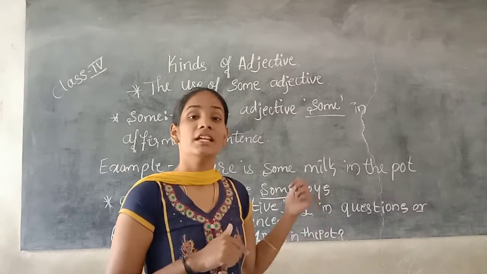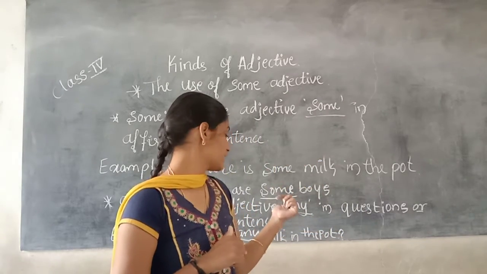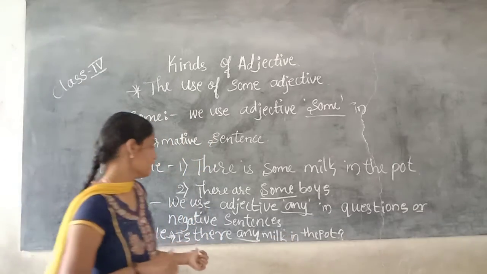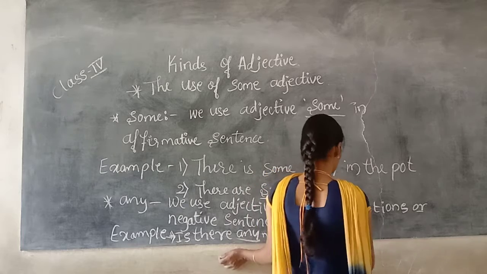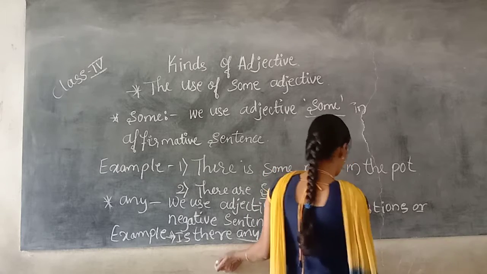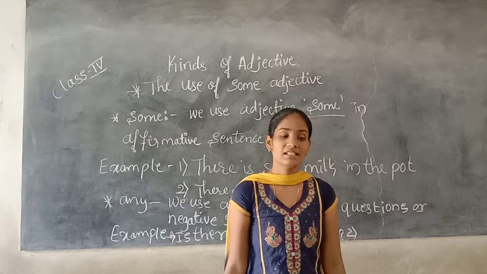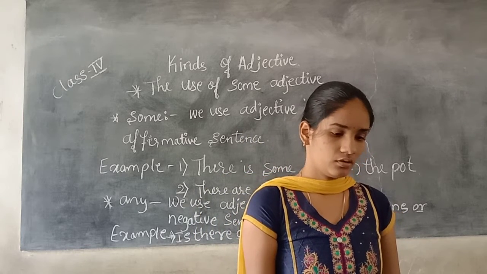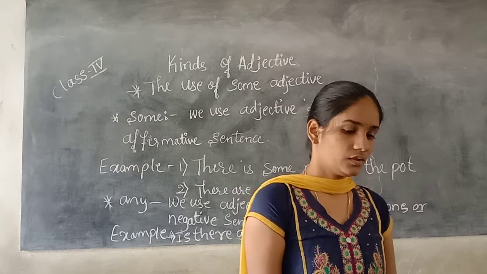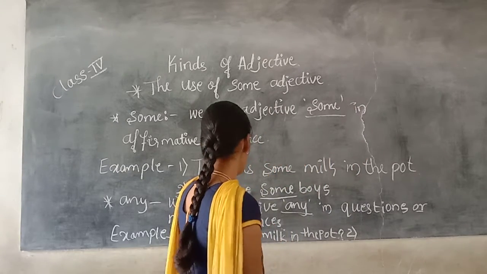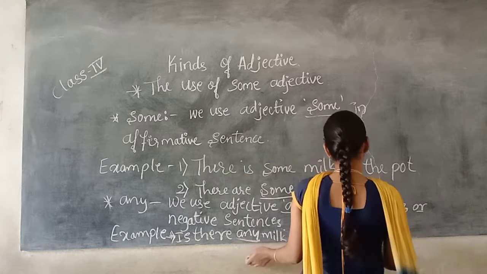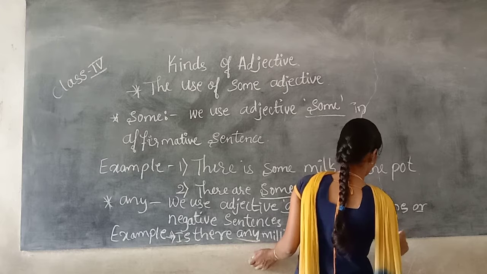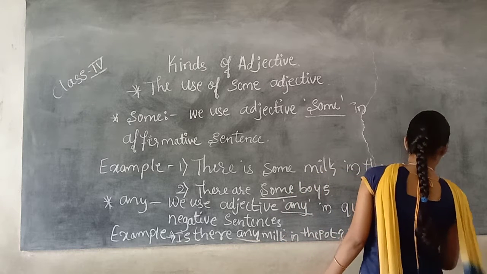Is there any milk in the pot? In which sentence is it described as milk? In a questioning sentence. So this sentence only we can write as a negative sentence. There is... Okay, so see here. There are some boys. Are there any boys?